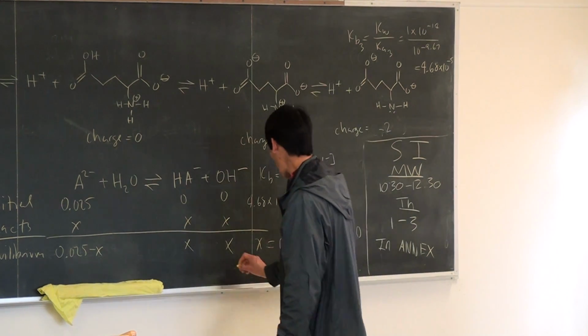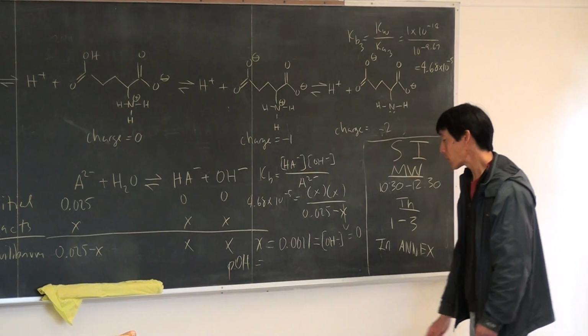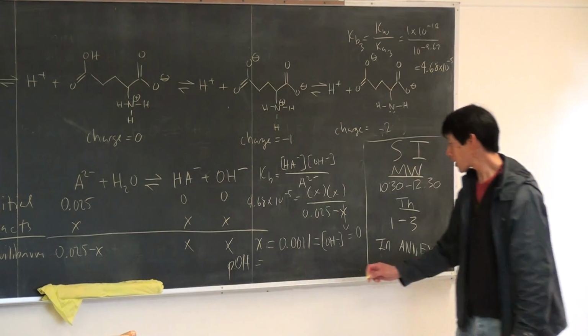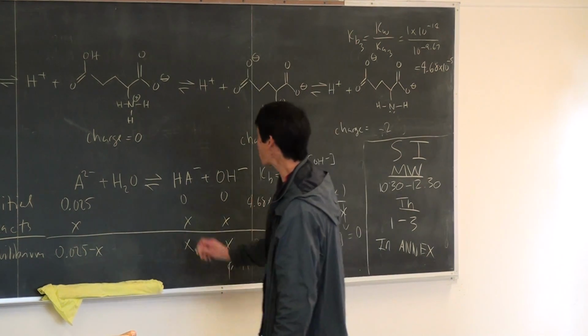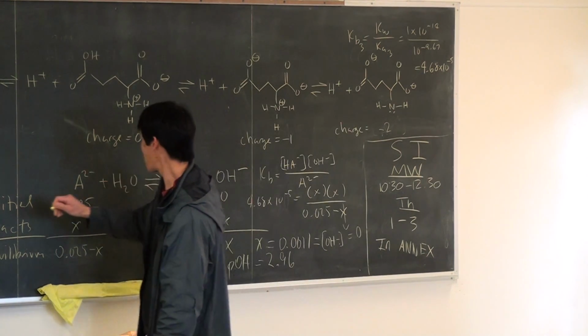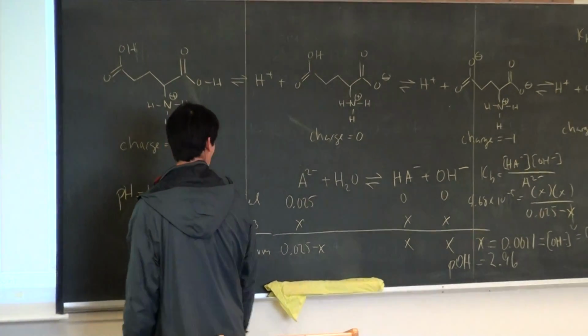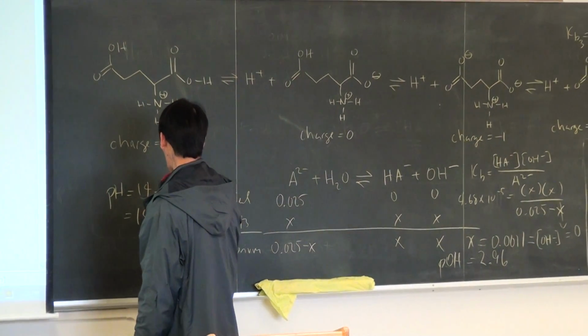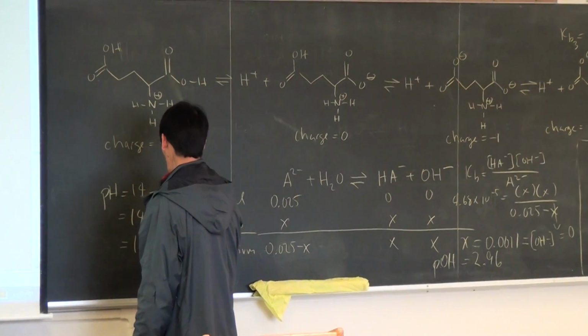So now we calculate pOH. The pOH is equal to 2.96. And then the pH is equal to 14 minus the pOH, which is equal to 14 minus 2.96, or 11.04.